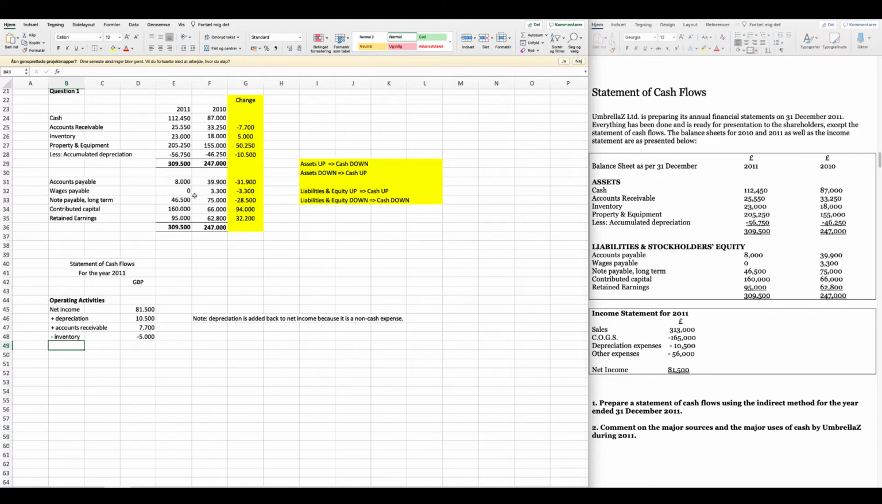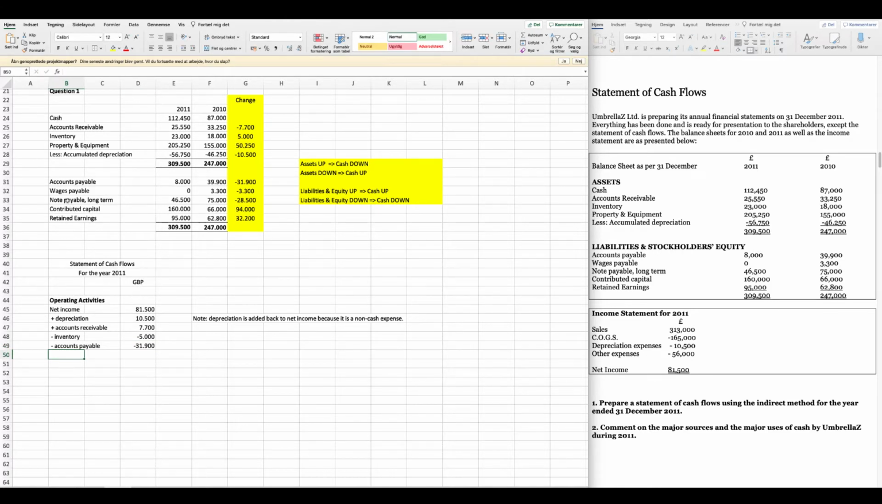So accounts payable, let's just have a look at what happens here. You can see that it's decreasing from 39,900 to 8,000. This corresponds to, as we've calculated, a change of minus 31,900. Now, what does this mean in terms of cash? Let's have a look at the rules. When liabilities and equity go down, that is what happens here. The cash effect is that cash goes down, or the cash effect is negative. So in this case, we'll want to include a minus here, accounts payable, and the amount, of course, which is minus 31,900, like this.